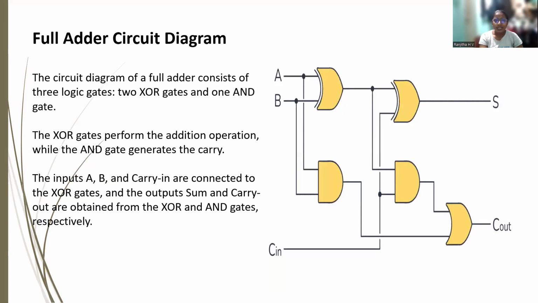Next, the full adder circuit diagram. The circuit diagram of a full adder consists of three types of logic gates, two XOR gates, two AND gates and one OR gate. The XOR gate performs the addition operation while the AND gates generate the carry. The inputs A, B and carry in are connected to the XOR gates, and the outputs sum and carry out are obtained from the XOR gate and OR gate respectively. Here we can see the full adder circuit diagram. We are going to use two XOR gates, two AND gates, and one OR gate.